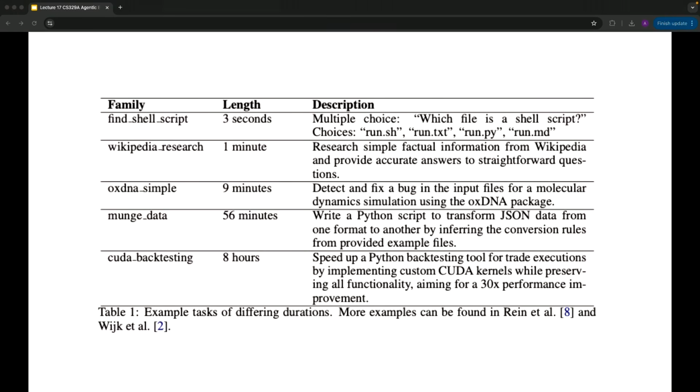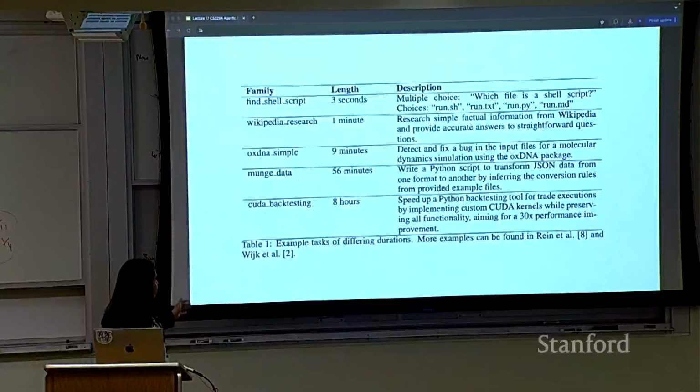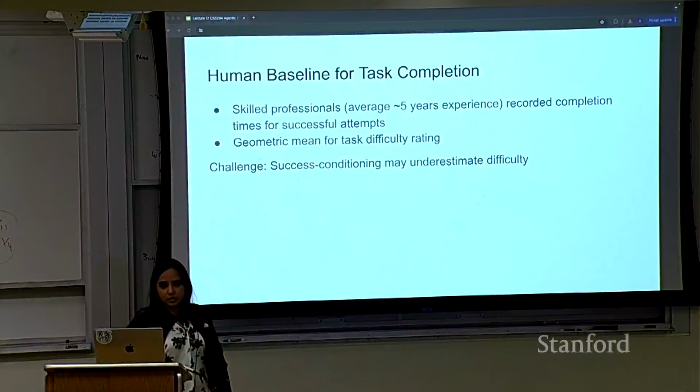Or another one is like detect and fix a bug in the input files for a simulation. That takes like 10 minutes for a human. Then there is data munging, where you're transforming some JSON data from one format to another. And then a CUDA backtesting tool, where you are implementing custom CUDA kernels, which can take tens of hours. Here it's like 8 hours, and they're aiming for a certain performance improvement. So all of these tasks are part of this particular benchmark.